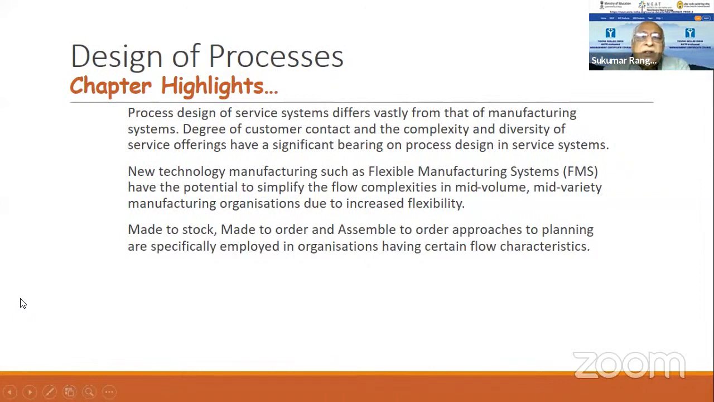Lastly, we saw that the whole thing can again be classified into three: made to stock, made to order, and assemble to order process. And that will again determine the type of process you need to plan, the facility which you need to plan, and then the layout which you need to plan for your operations.